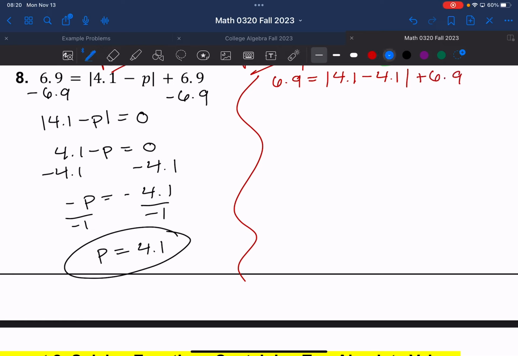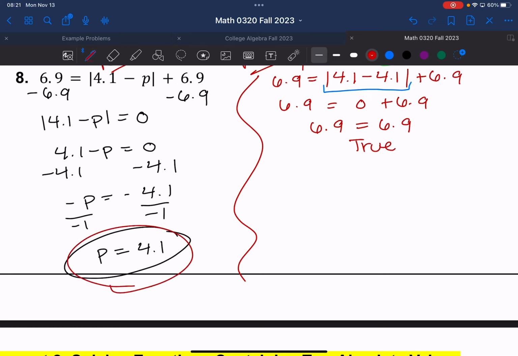What happens to the inside right here of this absolute value? Equals 0. So I'm left with 6.9 equals 0 plus 6.9. Which means 6.9 is equal to 6.9. True or false? True, so that means this is my answer, and I write it in the curly brackets, 4.1.